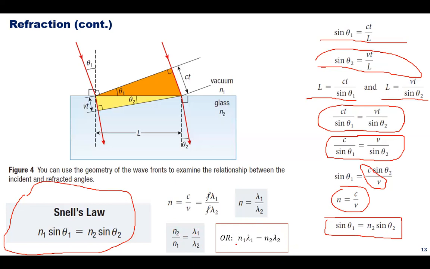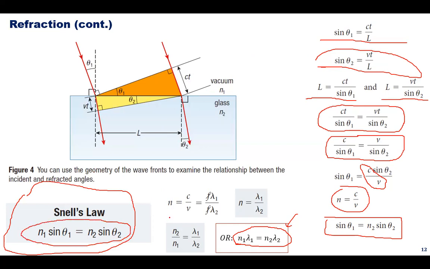Or you can also express this using the product instead of a ratio. This one is much easier to memorize, right? n1 lambda 1 equals n2 lambda 2, which is similar to this equation here.